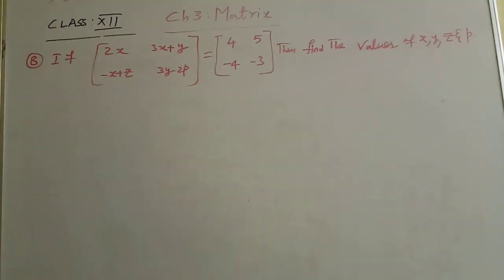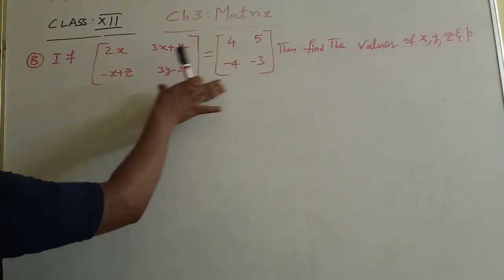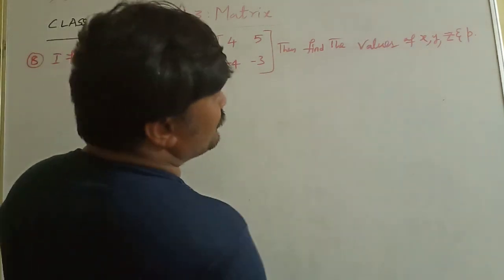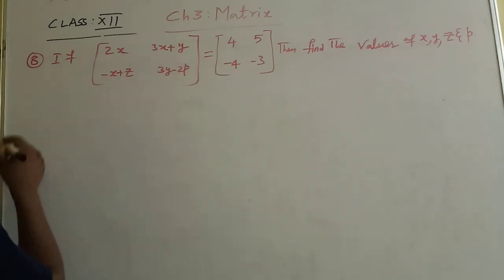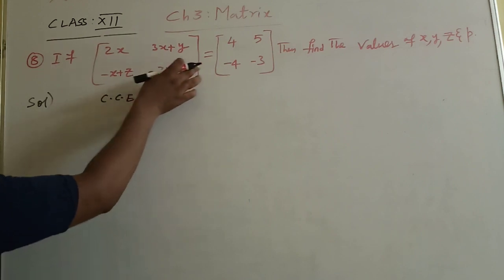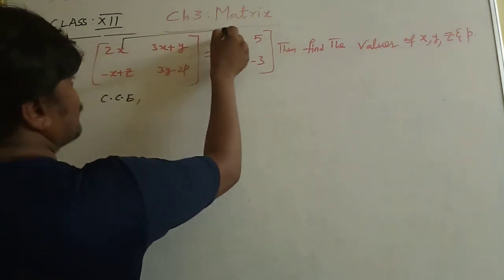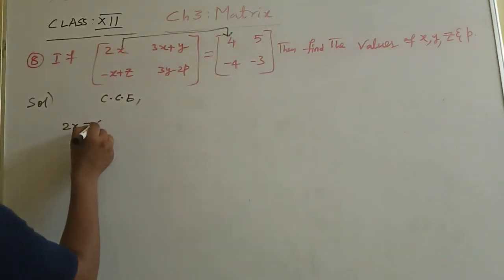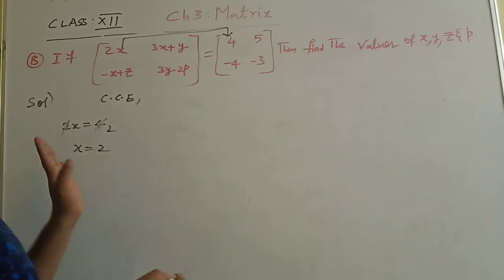Alright, first we are going to discuss this 8th problem: if these two matrices are equal, find the values of x, y, z and p. If they are given as equal, simply compare corresponding elements. So solution, comparing corresponding elements. You need to write this separately, then only you can solve. First one with first, that is 2x is equal to 4, so x is equal to 2. So you got the x value.